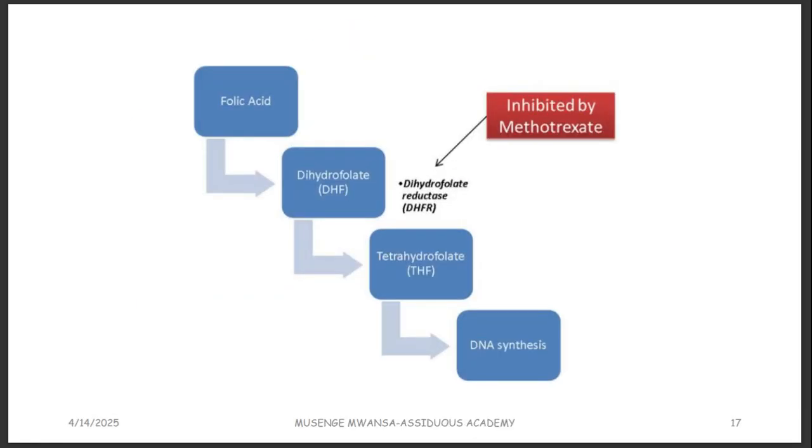So how does methotrexate really work? There's this pathway for folic acid. When you take folic acid, it will be broken down to dihydrofolate, and then dihydrofolate will be converted to tetrahydrofolate, which is involved in making DNA. Methotrexate can inhibit the conversion of dihydrofolate to tetrahydrofolate. The enzyme here is dihydrofolate reductase.